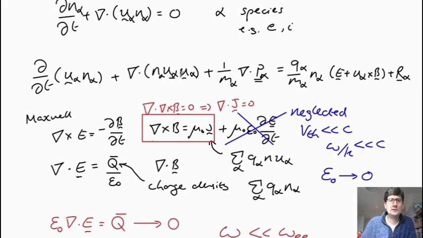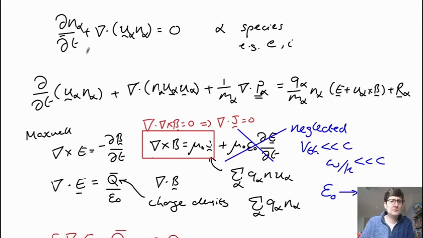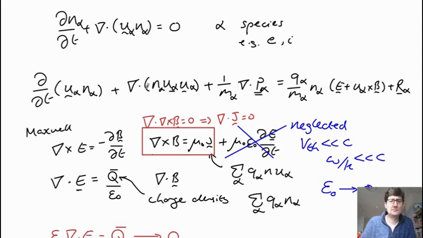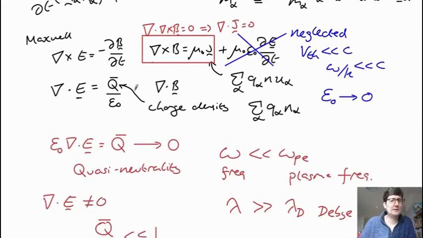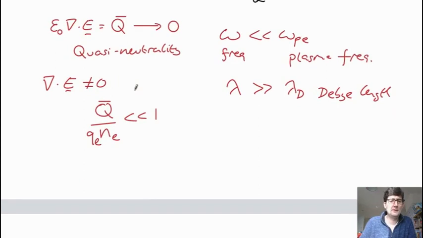But we still have a set of equations for each species. So we have one of these for electrons, one for ions. And so we can combine these and make some further approximations to get to single fluid and then ideal MHD.